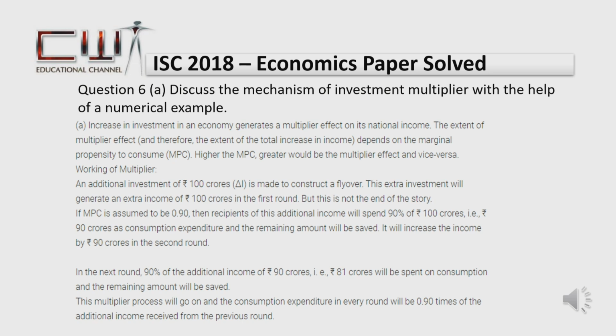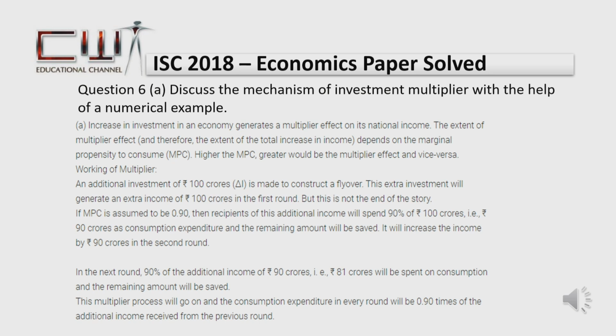An increase in investment in an economy generates a multiplier effect on its national income. The extent of the multiplier effect, and therefore the extent of the total increase in income, depends on the marginal propensity to consume, that is MPC. The higher the MPC, the greater the multiplier effect, and vice versa. Now let us see the working of the multiplier.